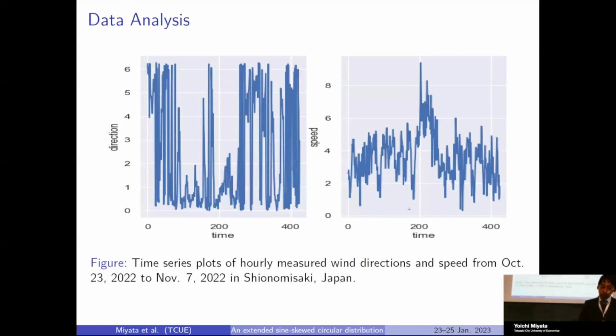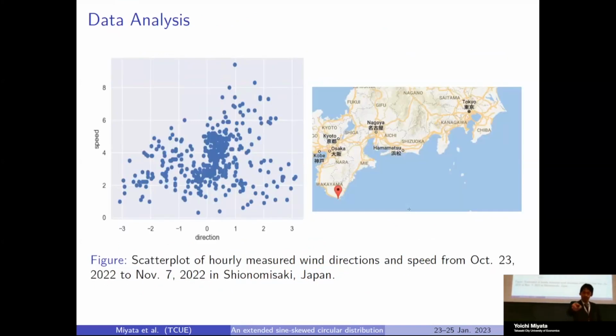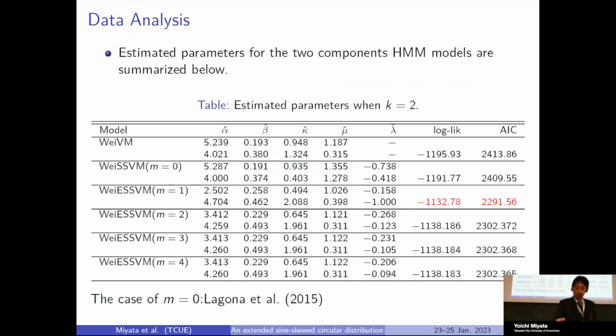We apply the proposed distribution to the data set of wind directions and speeds measured in Shionomisaki in Japan. This table shows the result of estimation. What is important to notice here is the value of the log likelihood function. This model improves on the model proposed by Lagona et al.